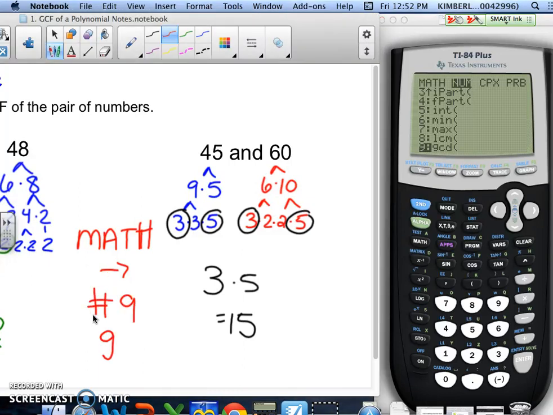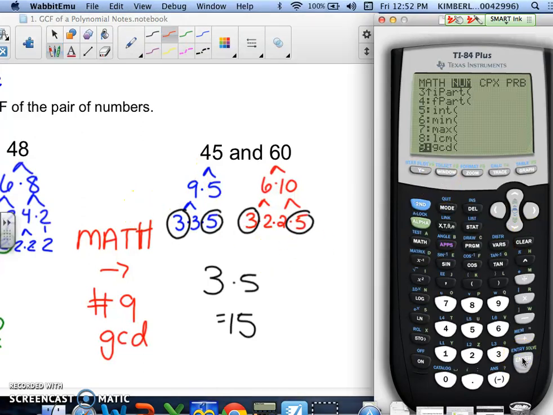And that says GCD, which stands for greatest common divisor. Once you do that and you hit enter, you'll see GCD comes up. Then all you have to do is type in these numbers with a comma in between them. So I would do 45, comma, 60, and then close your parentheses, and look what it gives you. It gives you the answer.